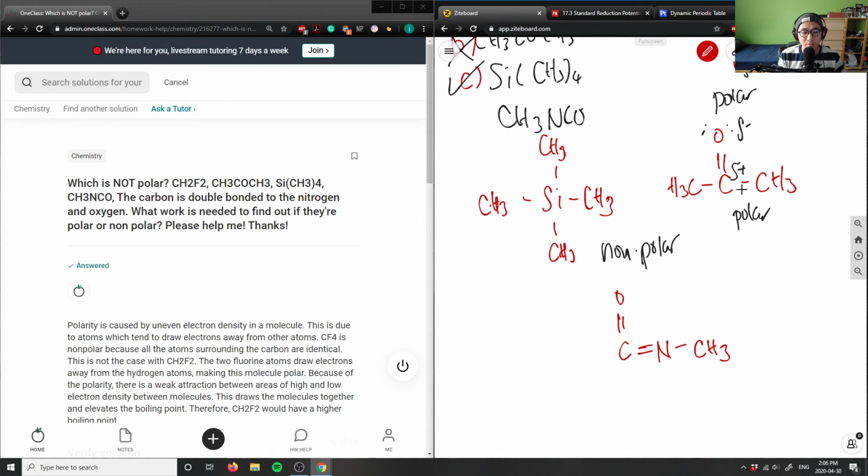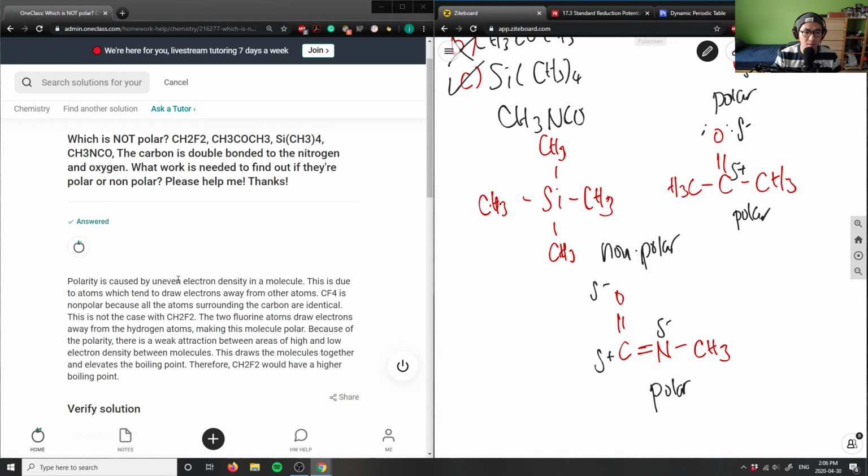So in this case, this guy here also has a dipole, right? As you can see, with the electronegativity difference between carbon and oxygen, I have a partial negative here and a partial positive here. And then on nitrogen, I also have a partial negative here as well, right? So again, these two things are pulling electron density away from the carbon. Therefore, it is going to be a polar molecule here. So therefore, C here is my correct answer.